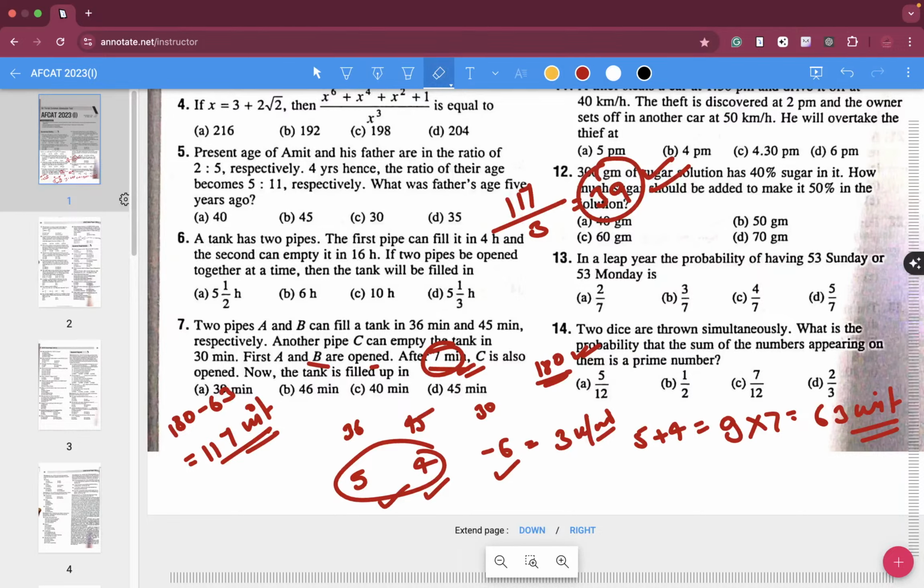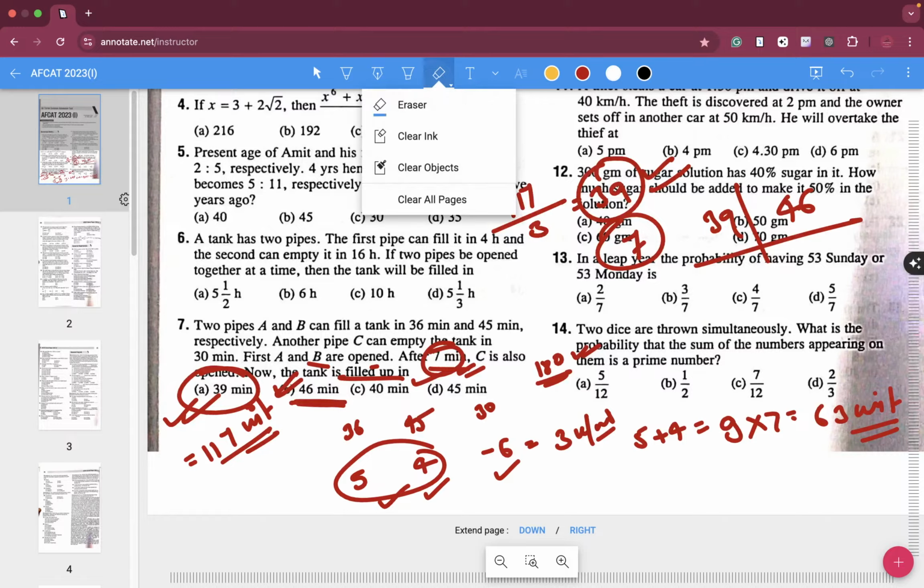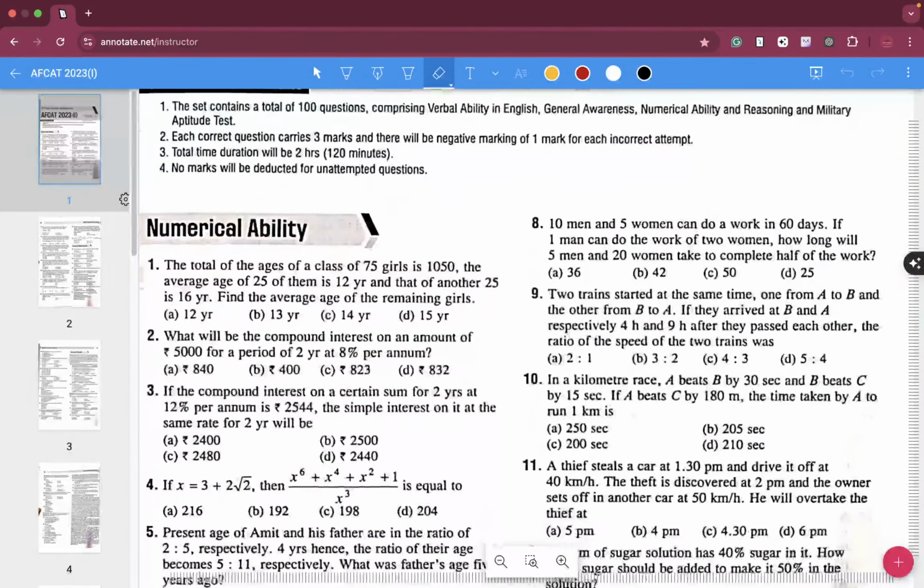And earlier it has taken 7 minutes. So after these 7 minutes, 39 minutes will be taken. Read the question: whether the answer is 39 or 46, that is what we have to worry about now. The tank is filled up in, obviously we are talking about the total time. If they ask after opening C how much time it takes, after opening C it takes 39 minutes. Easy, clear, very easy one.